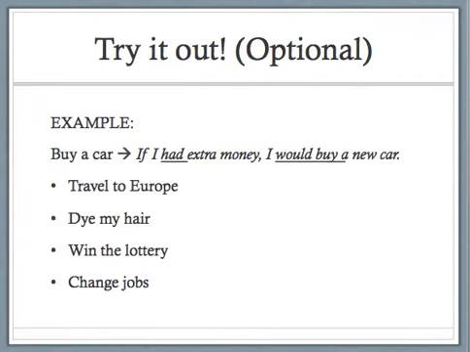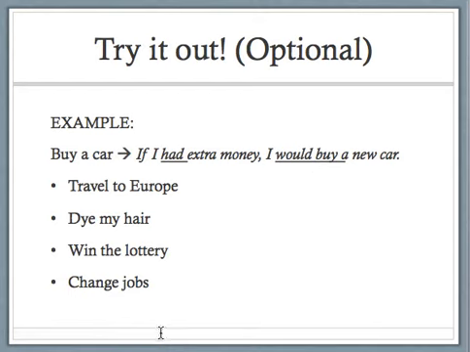Okay, so let's try out examples on our own. I gave you some ideas here, but feel free to use your own. Here's an example for me. Just using this statement, buy a car, I changed this to an unreal conditional like this. If I had extra money, I would buy a new car. Now, having extra money and buying a new car are both just not a reality for me right now. So this makes it an untrue conditional statement for me. However, hypothetically, if I had extra money, I would buy a new car.